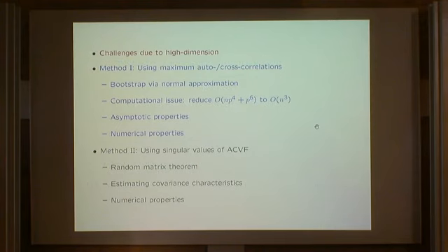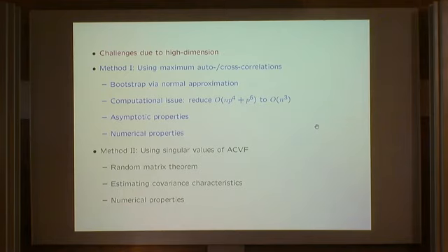Here's the outline. First, I give you some intuitive explanation of the problem when we try to test white noise in a high-dimensional setting. Then there are two methods. One is based on the maximum auto and cross correlations, and the statistic itself is very intuitive. It's still very much in the category of omnibus tests. We don't have a specific alternative. We just use something intuitively reasonable as our test statistic.